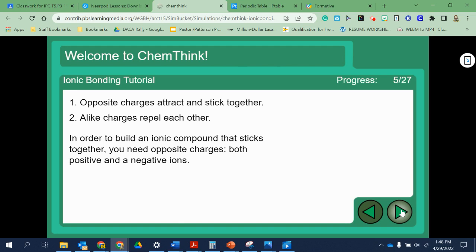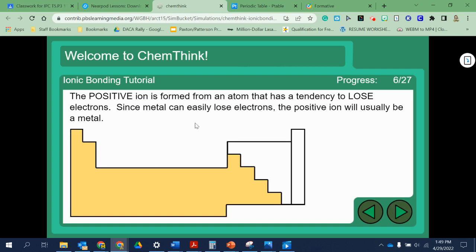And so in order to build an ionic compound that sticks together, you need opposite charges, both positive and negative ions. Remember, that's all an ion is, a positively or a negatively charged atom. A positively charged one is a cation, a negatively charged one is an anion. Here the positive ion is formed from an atom that has a tendency to lose electrons. Since metals can easily lose electrons, the positive ion will usually be a metal.